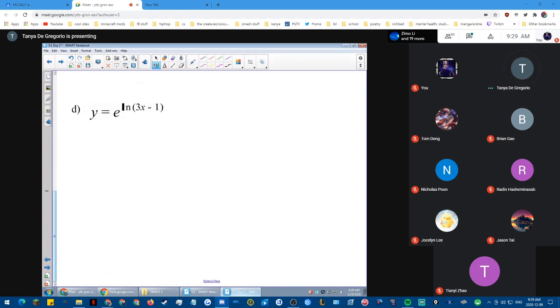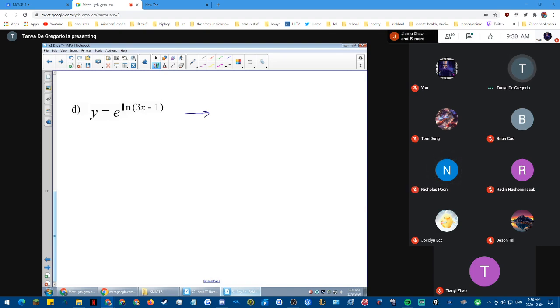Okay, D. Now we have y equals e to the exponent ln of 3x minus 1. What should I do here? Take the derivative. Yeah, we're gonna take the derivative. Should I take it right from now though? Can I simplify this? Rewrite it in log form.